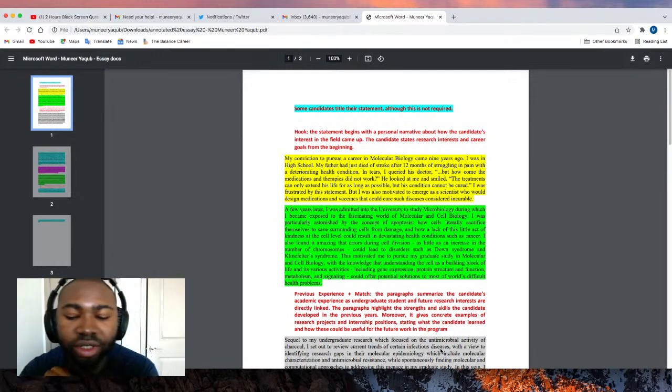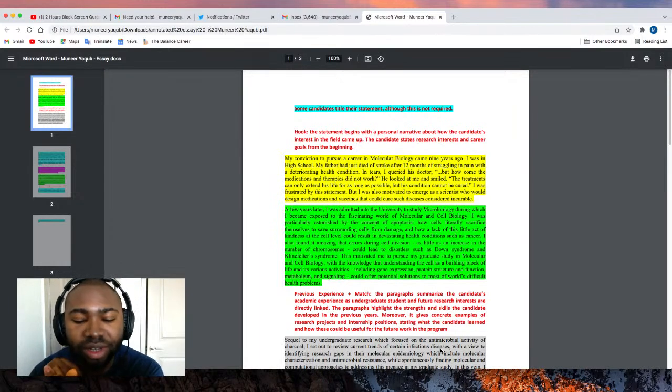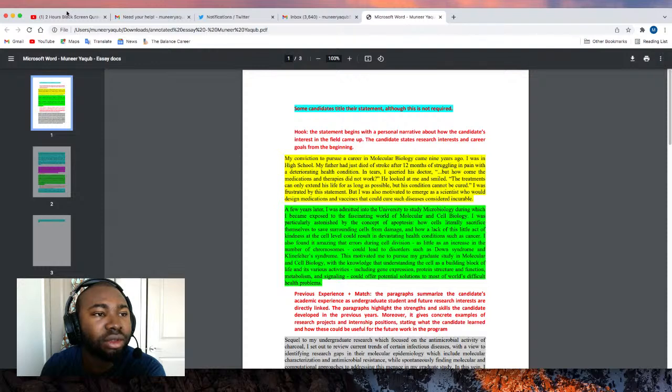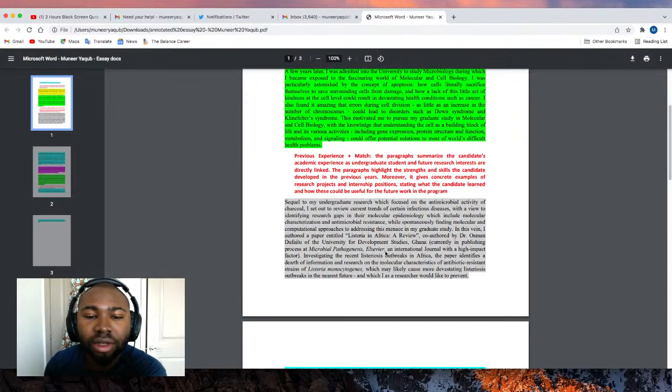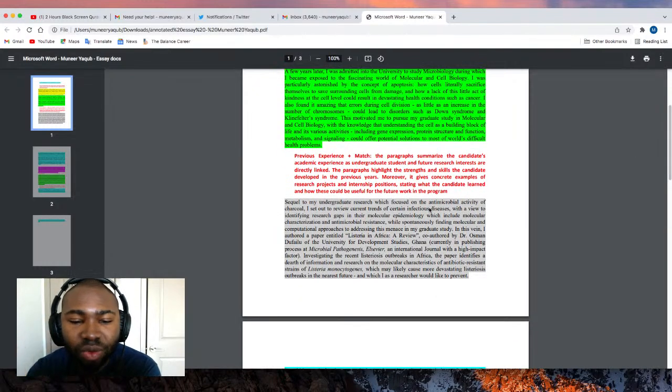So I spoke a little bit in this paragraph about my undergrad research. Then I talked about, let me zoom this out, then I talked about that article that I wrote for review. Okay, great. So pretty much that's what I mean. It's all science, but you get the point. So this third paragraph is about my previous research experience.